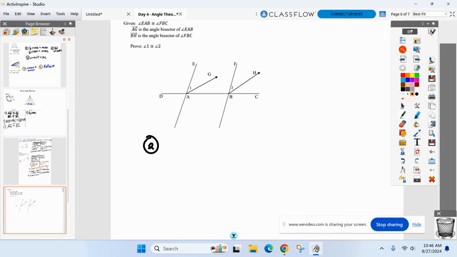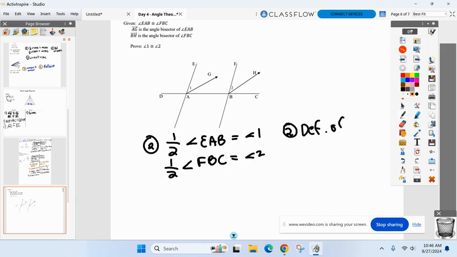Here you go. Statement 2. What are you taking half of? Well, I'm taking half of angle EAB because it says it's getting bisected, and I'm going to call that angle 1. Why don't I call it angle GAB? You could, but it's not in the proof statement. I want angle 1. And also, I'm going to take half of the other angle that's getting bisected, FBC, and call that angle 2. And that is, I know what a bisector means. Definition of a bisector. Once you tell me what you're taking half of, I know the halves have to be equal to each other.